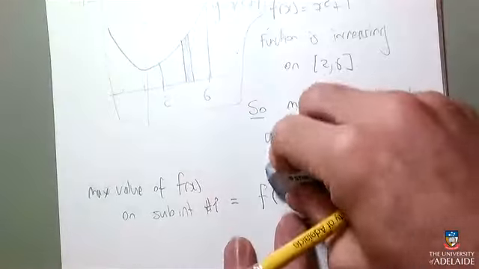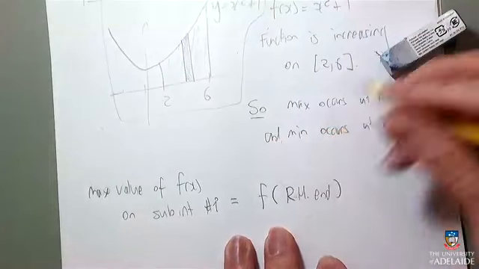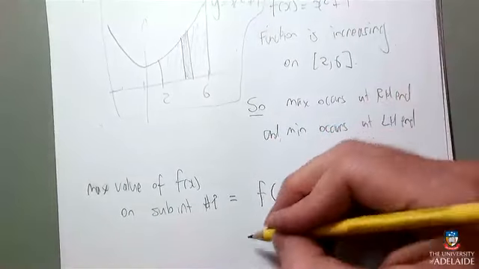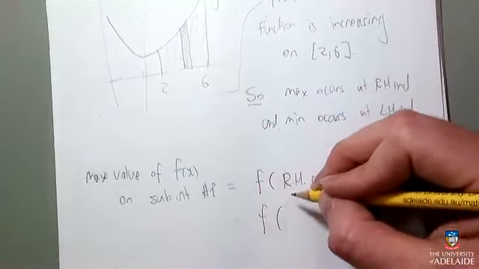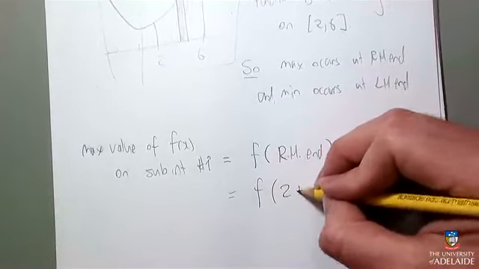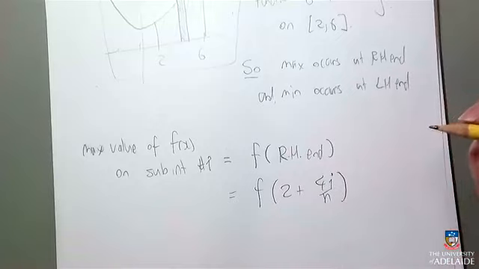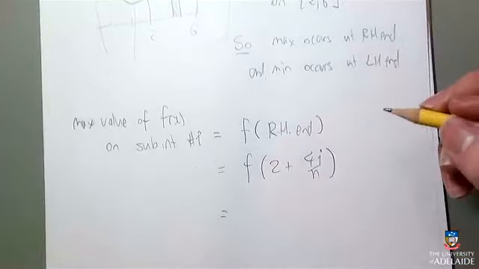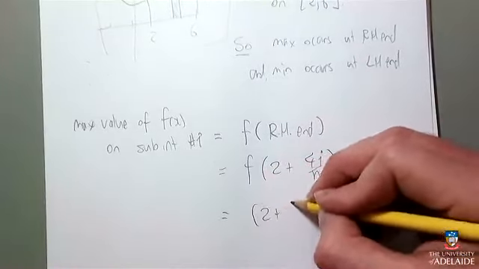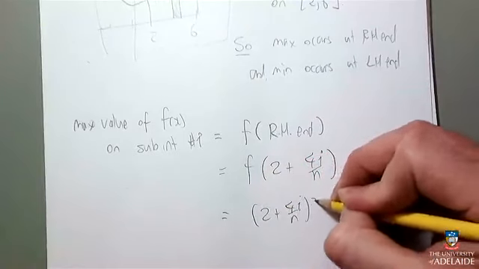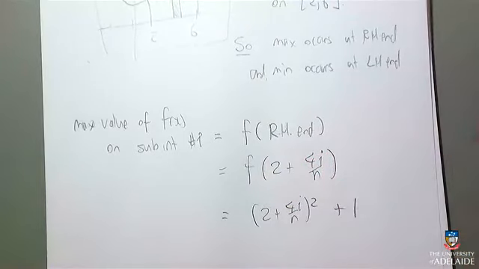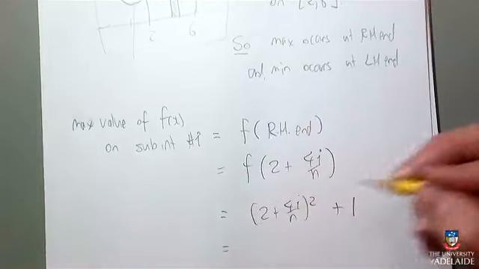No, the right-hand end, that's where the maximum is. Didn't we just say that? Yeah, right-hand end. And the right-hand end was 2 plus 4i on n. And when I sub that into my formula, I get that, because it's x squared plus 1. So I'm just going to calculate what that is.